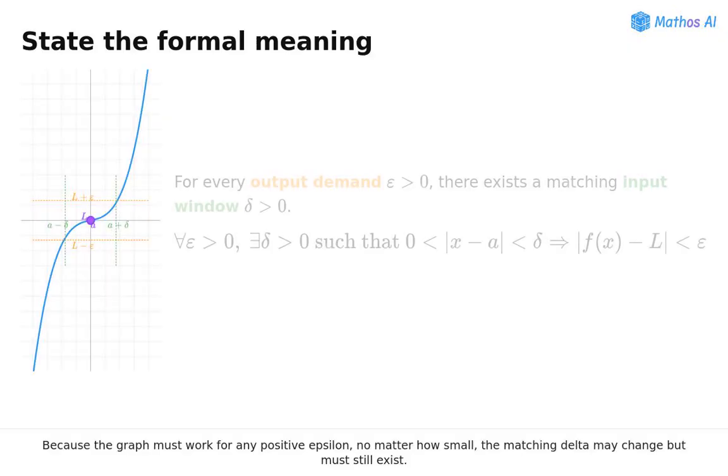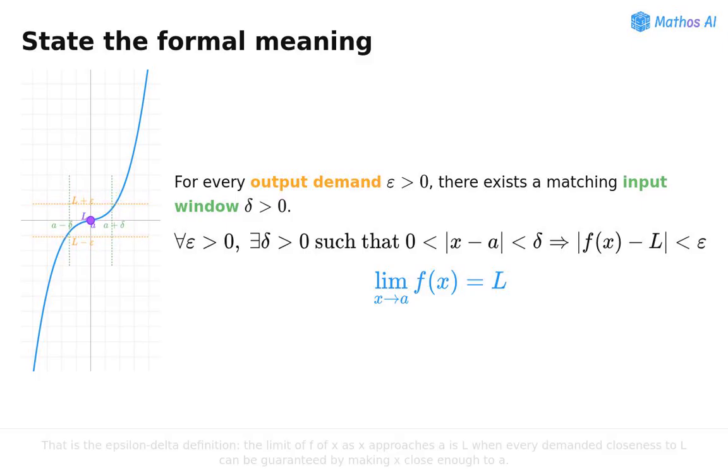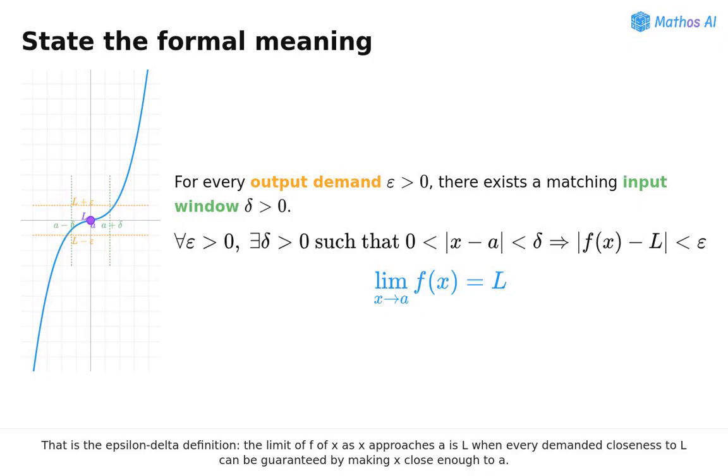Because the graph must work for any positive epsilon, no matter how small, the matching delta may change but must still exist. That is the Epsilon-Delta definition. The limit of f of x as x approaches a is L, when every demanded closeness to L can be guaranteed by making x close enough to a.